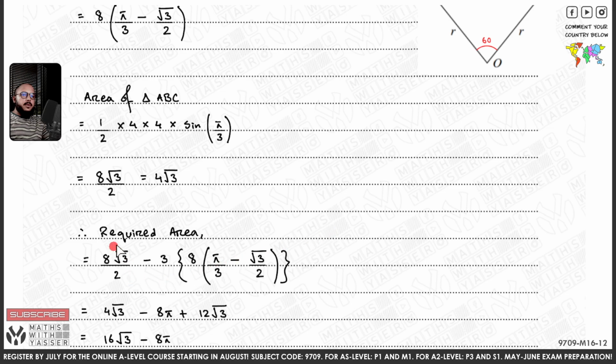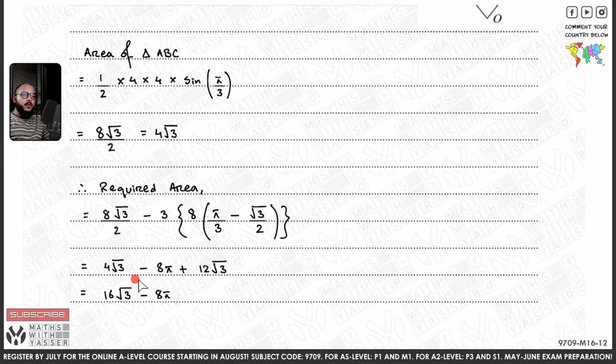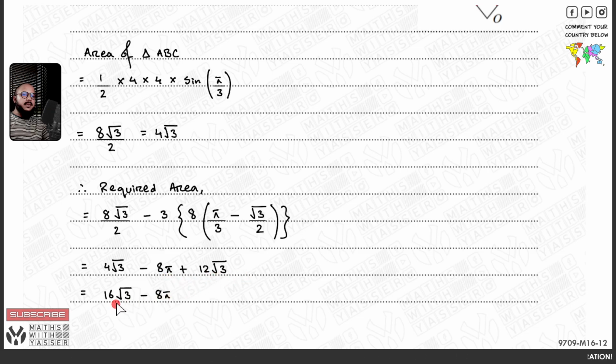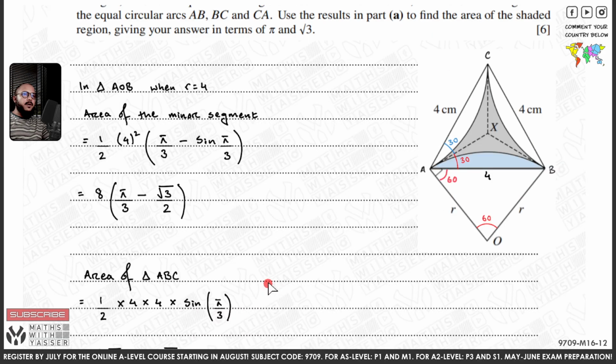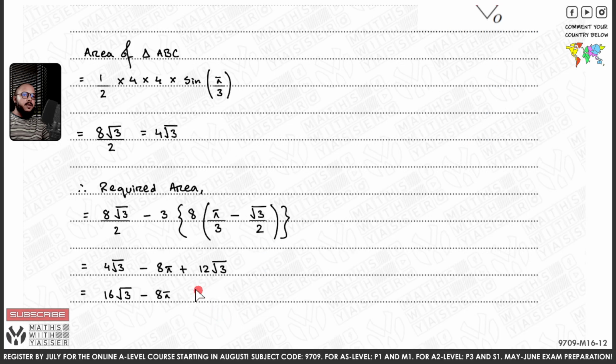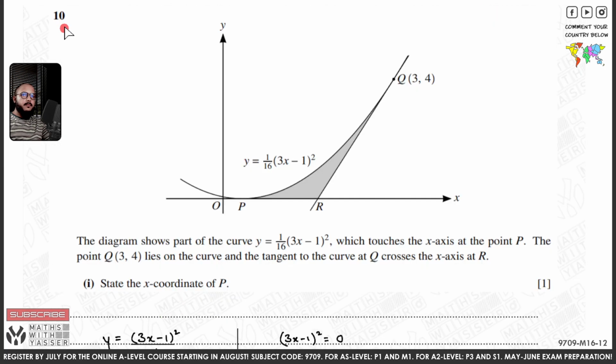So the required area is the total area of the triangle minus 3 times the minor segment, which we got here. Simplifying this, we get 4 root 3 minus 8 pi plus 12 root 3. That gives us 16 root 3 minus 8 pi. And we are told to leave our answer in terms of pi and root 3. So this is our final answer.